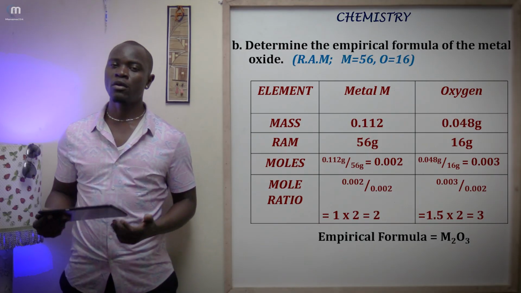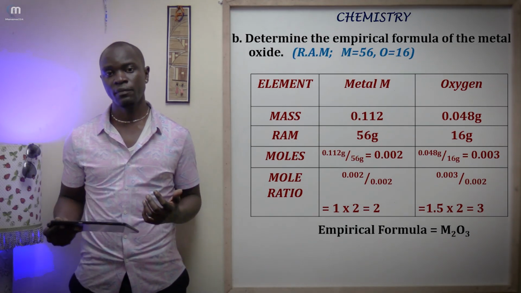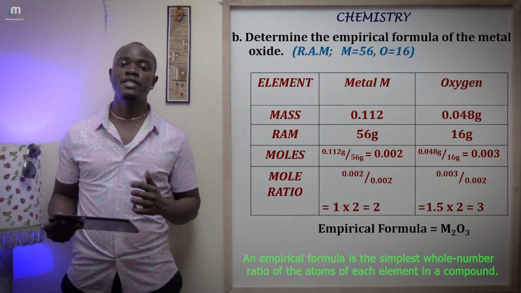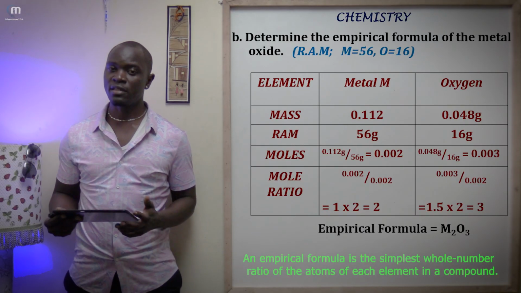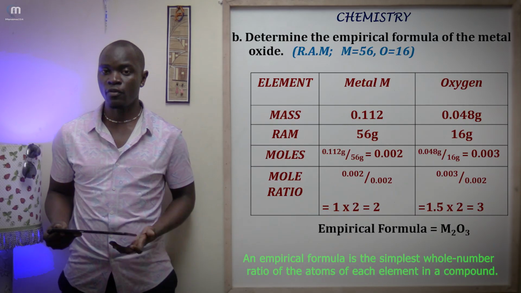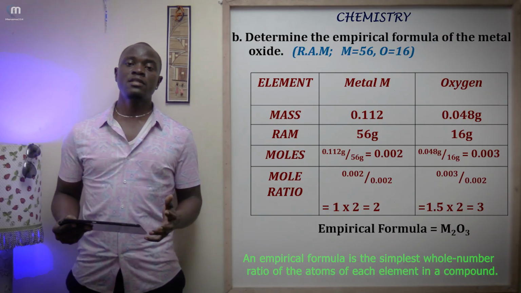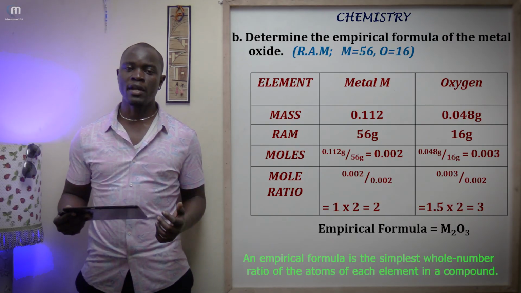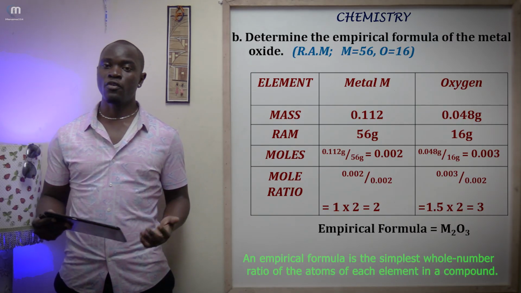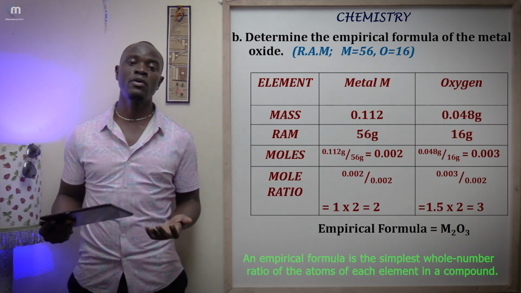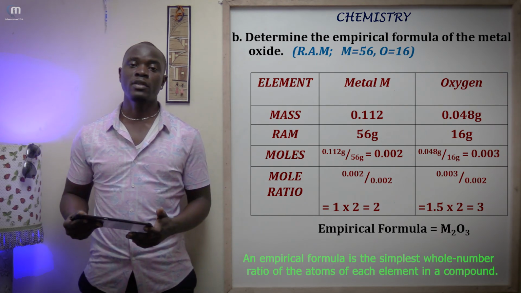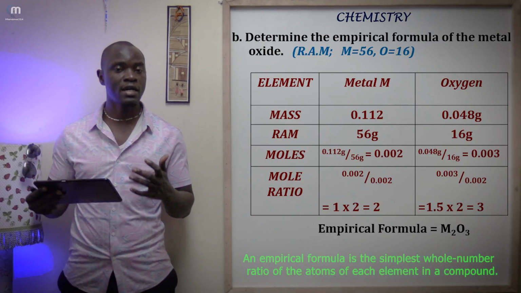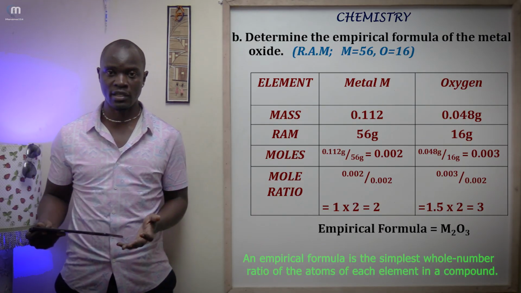So what is the empirical formula of the metal oxide? Remember, empirical formula is the simplest formula of a compound. That is the simple definition of empirical formula. In this case, we are being asked, this metal M reacting with oxygen, what was the formula? Is it written as M3O? Is it written as M4O? Is it written as MO? That is what the question is asking. We determine the formula of this oxide.